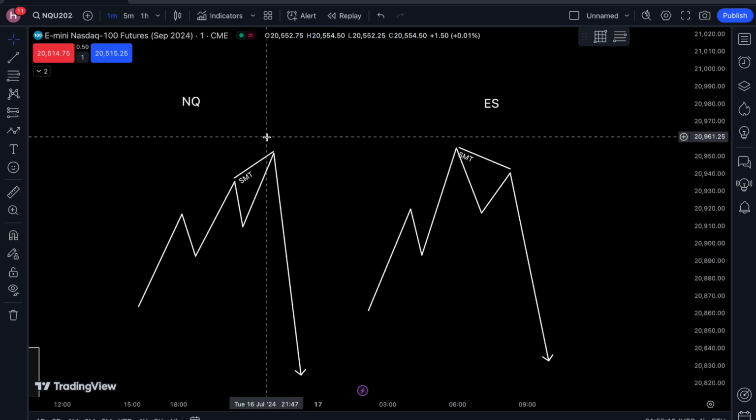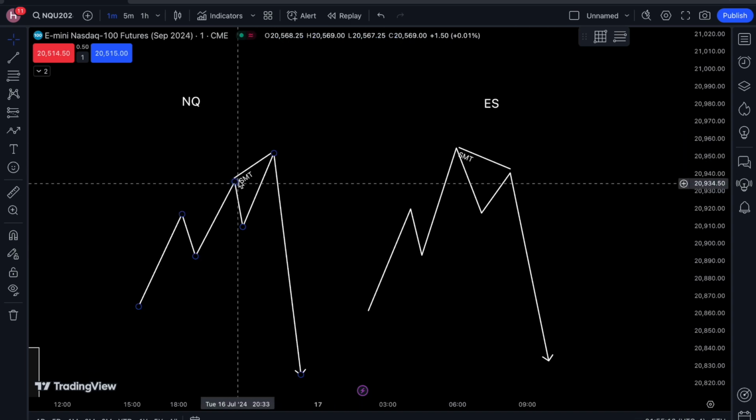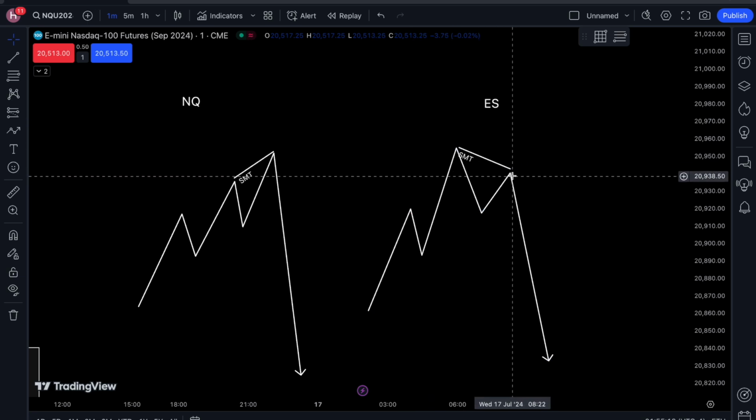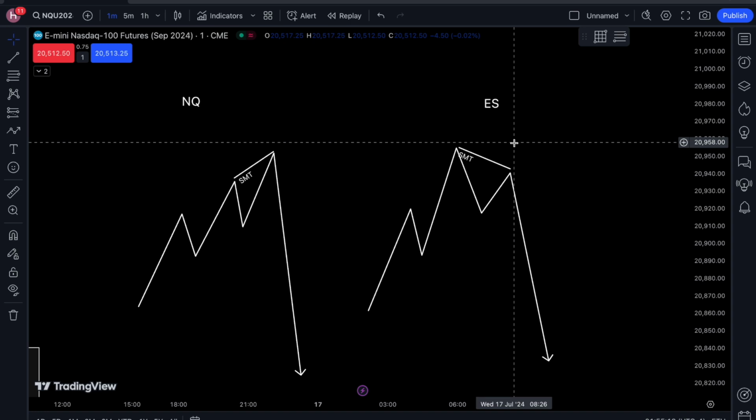And in this case, NQ would be the stronger pair because NQ took the high and ES didn't take the high, so this would make ES the weaker one because it wasn't strong enough to come and take the high, if that makes any sense to you.